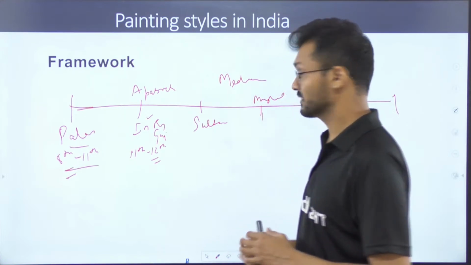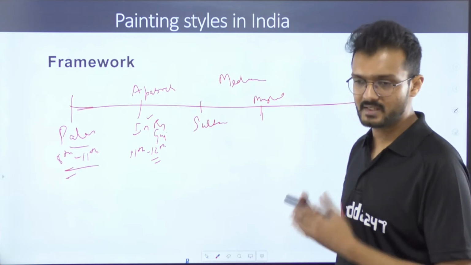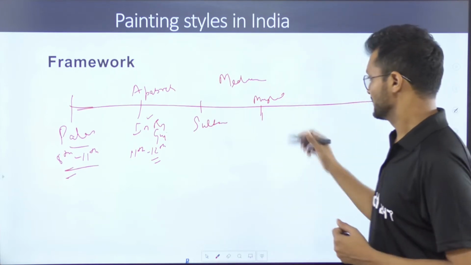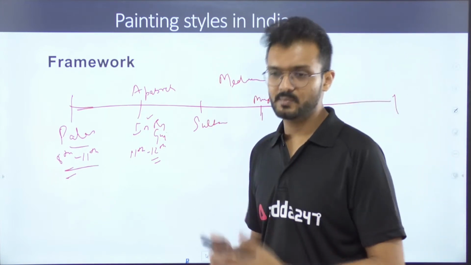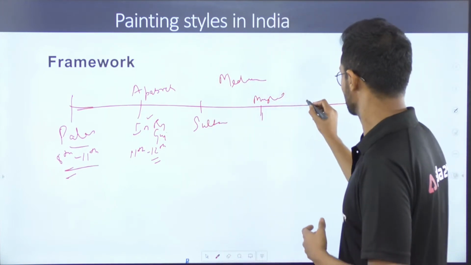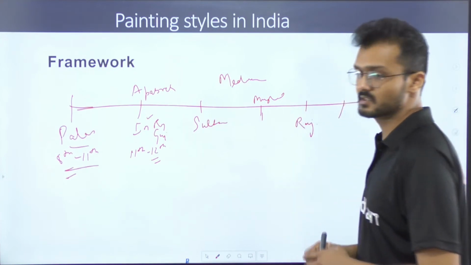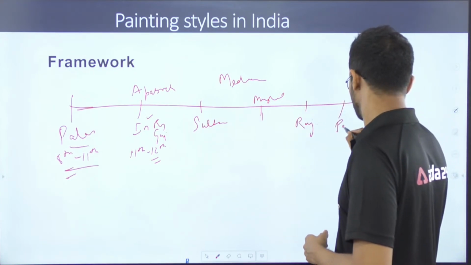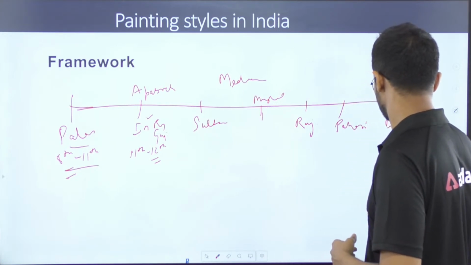Okay, and after that, when Aurangzeb banned painting in his kingdom, then different regional schools developed in miniature painting, and these schools were the Rajasthan School of Painting, then the Pahadi School of Painting, then the Deccan School of Painting.